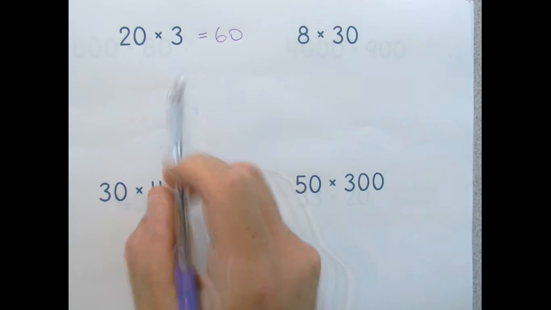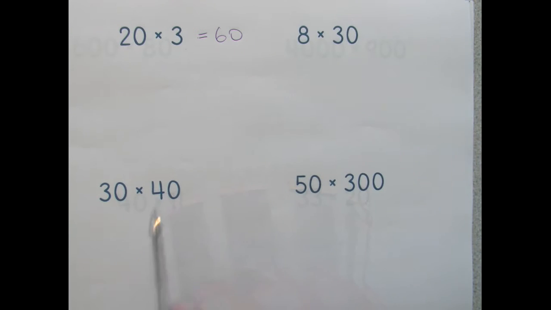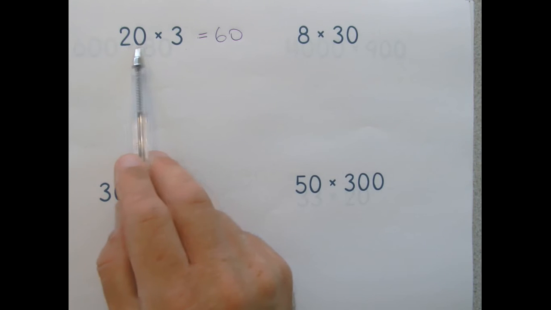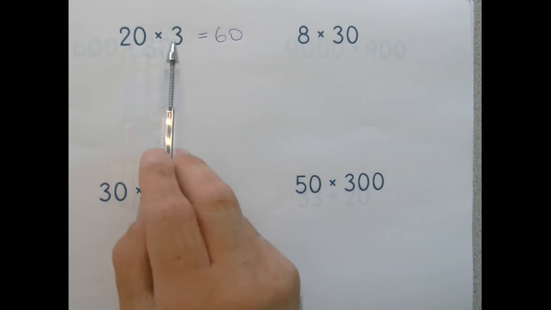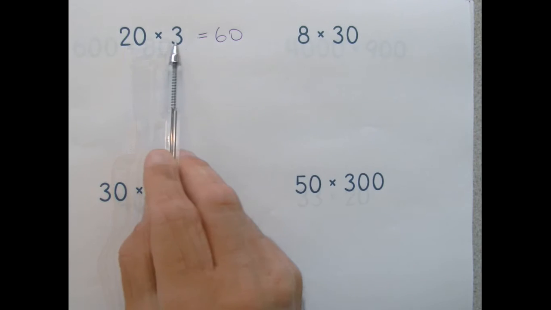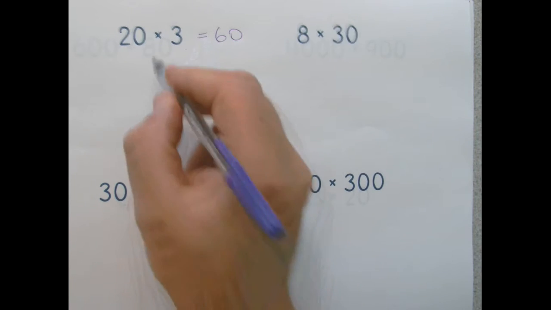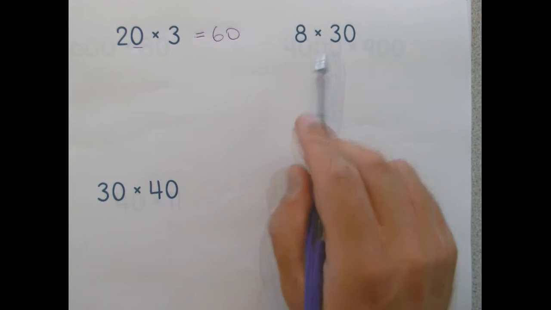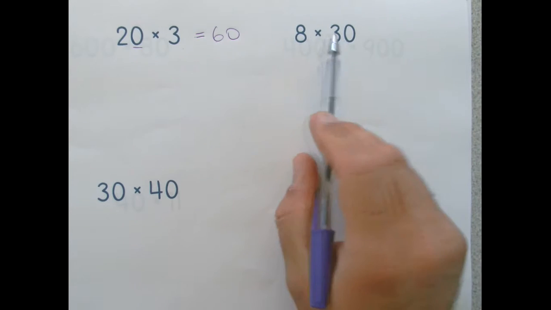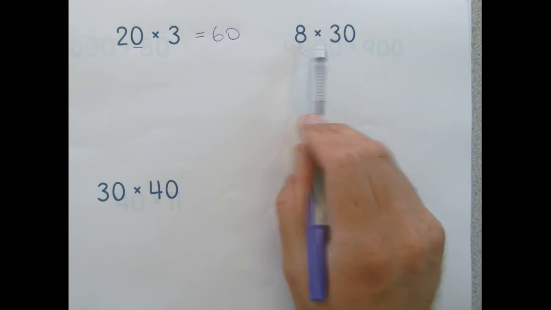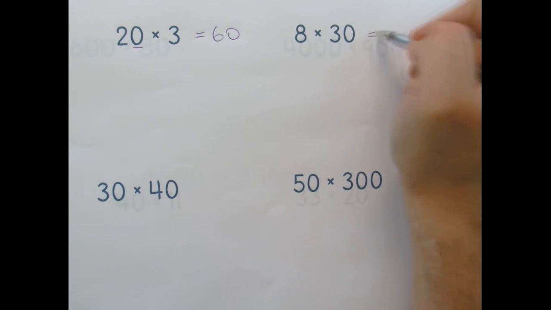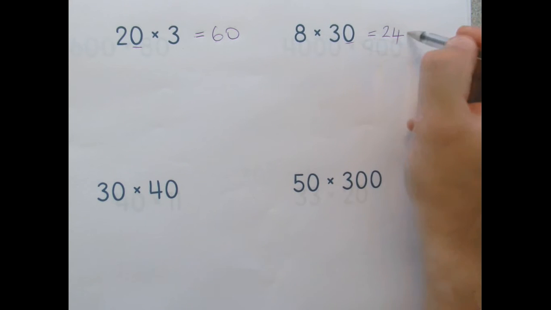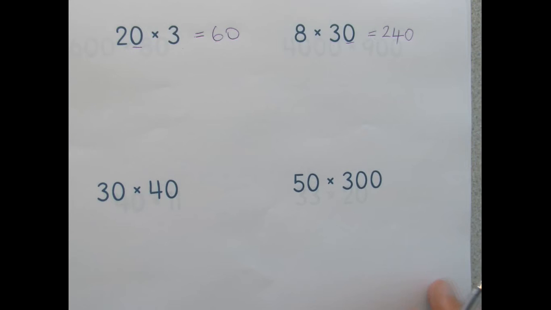But the little trick you can use, which will help when it comes to larger multiplications, is to ignore any zeros. So ignore this 0 here and just do 2 times 3. So 2 times 3 is 6. And then of course you've got this 0, which we'll add on at the end. So we do the same here. 8 times 30. Well, if we ignore that 0, 8 times 3 is 24. And then add this 0 on at the end. So 8 times 30 is 240.